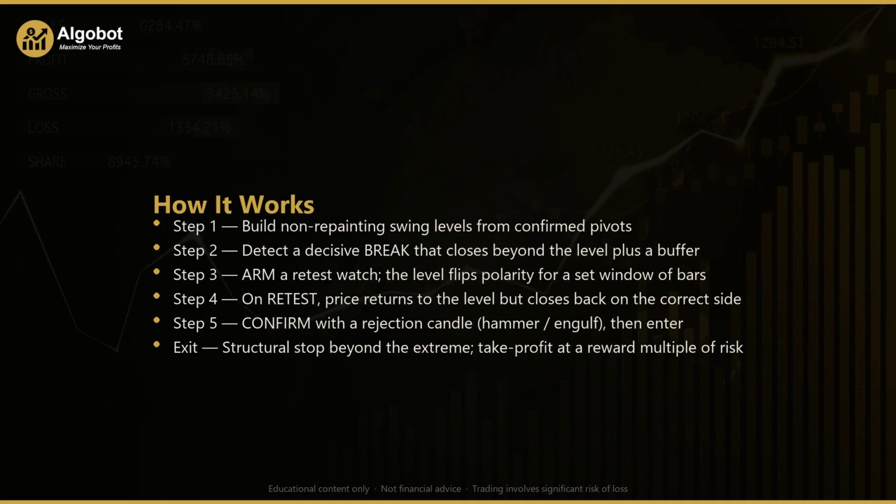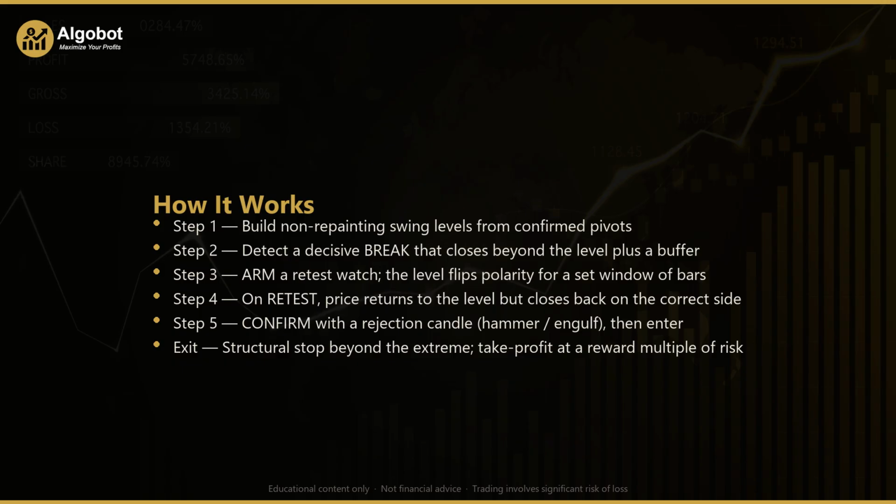Let's walk through the exact mechanics, step by step. Everything happens on the close of each new bar, so there's no acting on incomplete information. First, the strategy detects the most recent confirmed swing high and swing low. A bar becomes a swing pivot only when its high or low is the strict extreme over the pivot left-right setting of bars on each side. Because the strategy waits for those right-hand bars before using the pivot, these levels are locked in and never repaint.